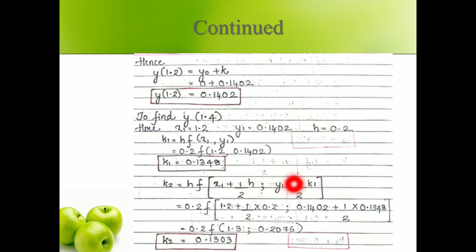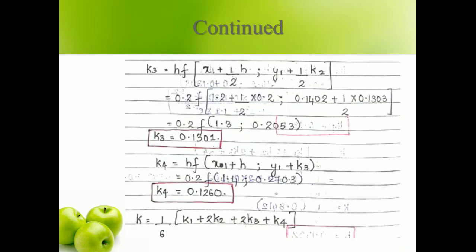k2 will be equal to h of f x1 plus half h, y1 plus half k1. Substituting the values of x1, h, y1, k1, we get k2 to be 0.1303. Next, k3 is equal to h of f x1 plus half h, y1 plus half k2. Substituting the values, we get f of 1.3 and 0.2053. Substitute x as 1.3 and y as 0.2053 in dy by dx, then multiplied by 0.2, we get k3 equal to 0.1301.